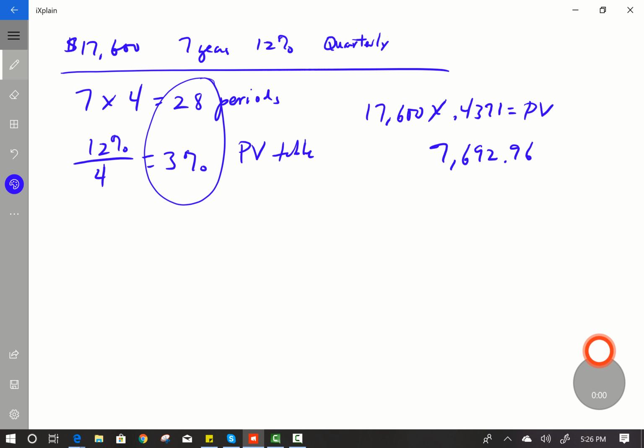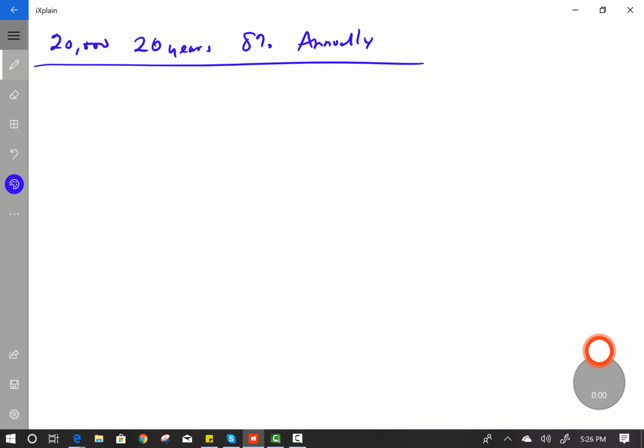Okay, this next problem, we need $20,000 in 20 years. And if we can find an investment that's 8% interest, compounded annually, what must we invest today in order to generate a $20,000 lump sum in a 20-year period? So we take 20 years times the number of times it's compounded in a year, which is annually, so that's 1, so that's going to give us 20 periods.